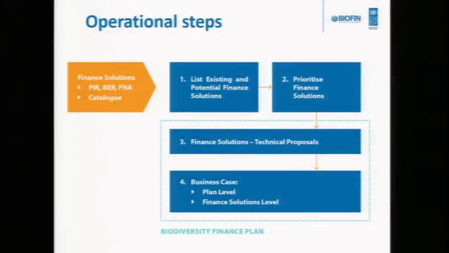And then you want to list these existing potential finance solutions. I'm going to talk a lot about that, how you do that. Then you do this prioritization, and then you prepare the plan, which includes technical proposals, a business case that supports the plan, and business cases that support the individual finance solutions as well. And then, ideally, you come up with this package, what we call a mix of finance solutions, that does a few things. The most important thing is it moves the needle on biodiversity finance and management in the country.